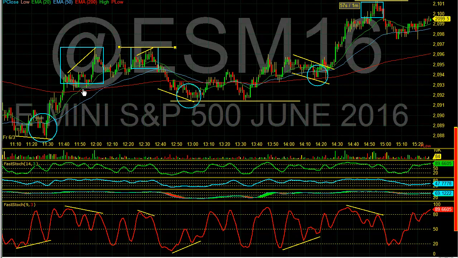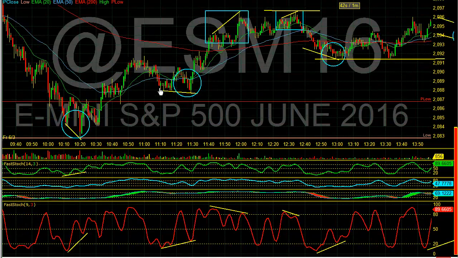Same thing here. Boom. Even though this one kind of chopped around and moved sideways, it never got back above that high. Whenever you see a big candle around that, that's another good example. We continue to go out. And just a little pullback.